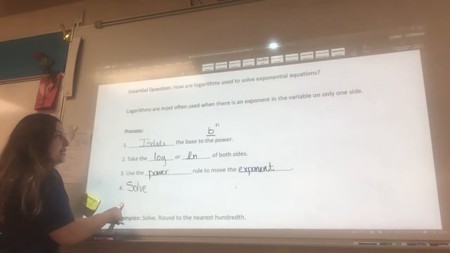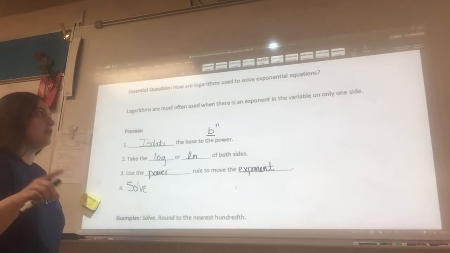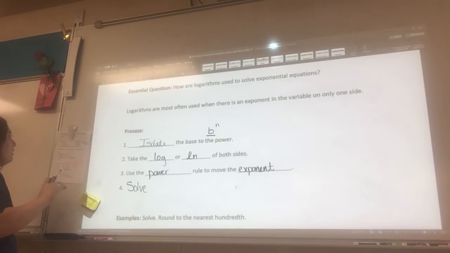So no need to check extraneous solutions on 8.8, but remember to check them for 8.7. I did not do that in bell work, but I promise you they work. Okay. So they're both positive.